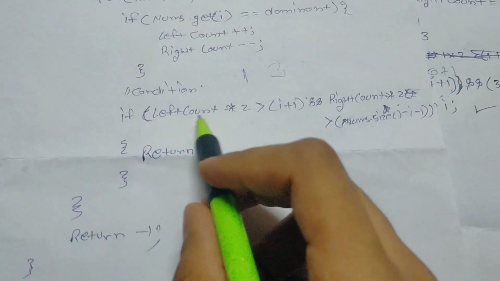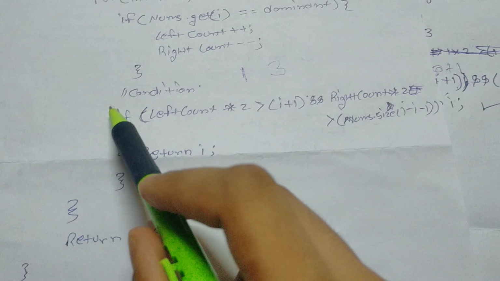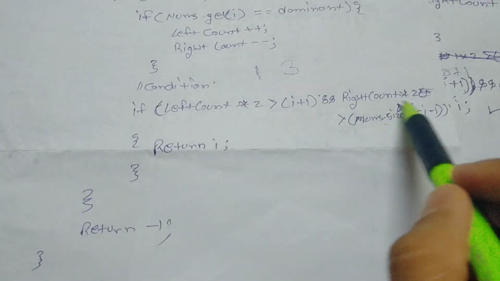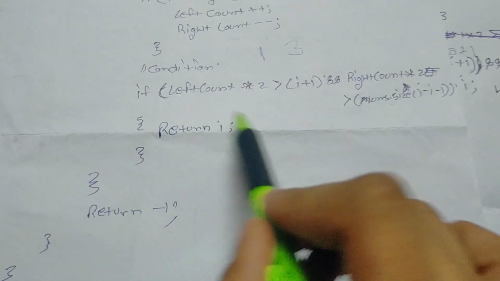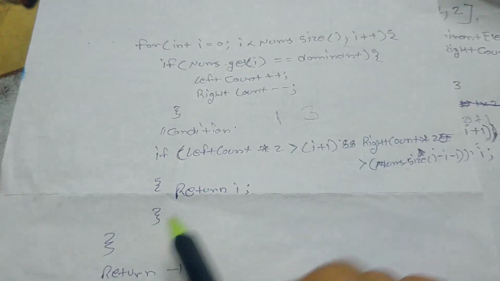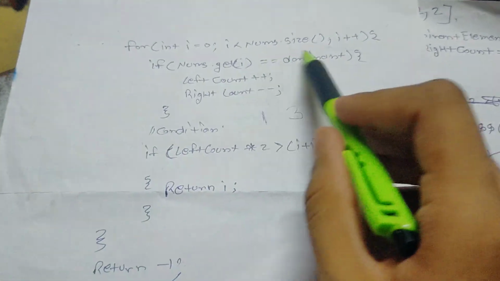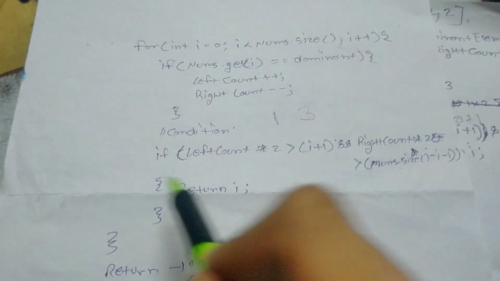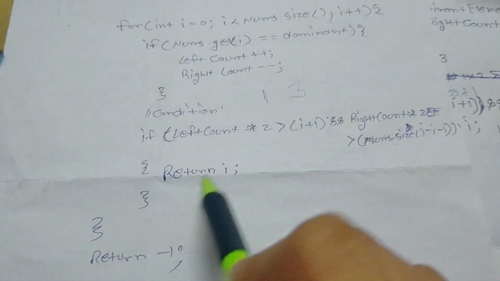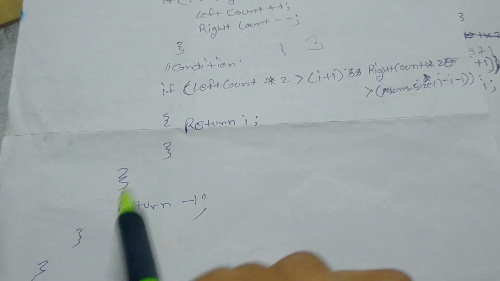So here we just check whether the condition is satisfied. If it is satisfied, we will return i. If not, this loop will run up to num dot size. If we didn't find i, we will just return -1.